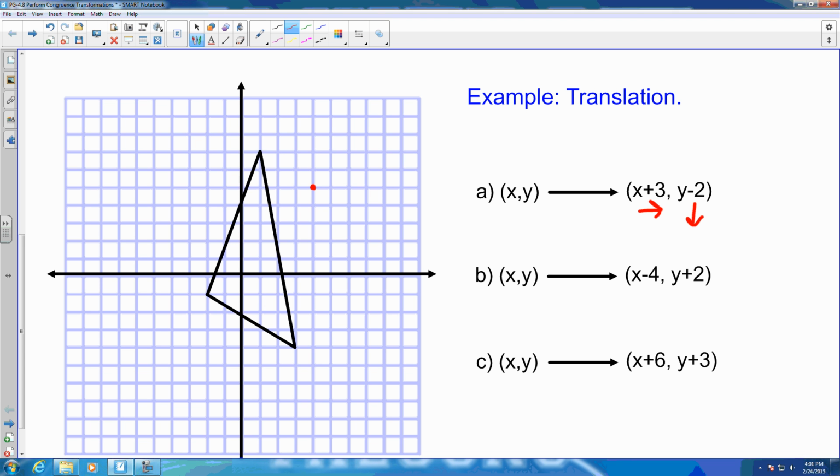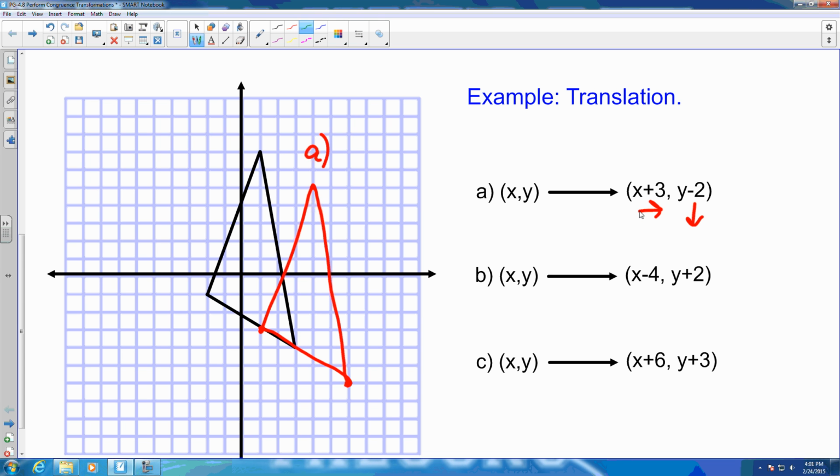Same thing goes here, 1, 2, 3, 1, 2. Put it down here, and then finally 1, 2, 3, 1, 2. And so I can then use a straight edge, which I'm just going to go freehand here. And again, I didn't change the size of my image, I just changed the position of it.